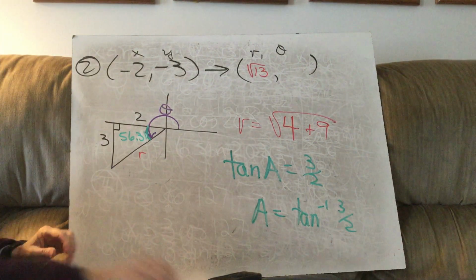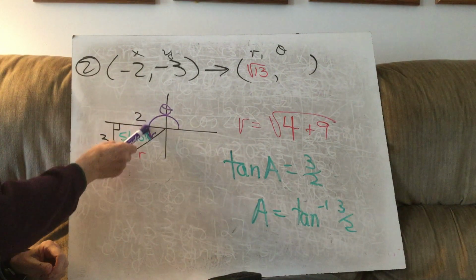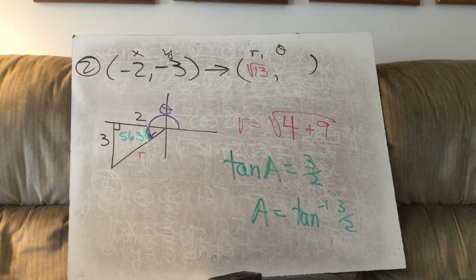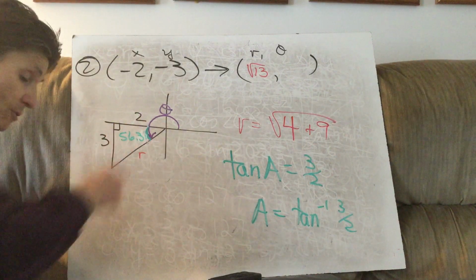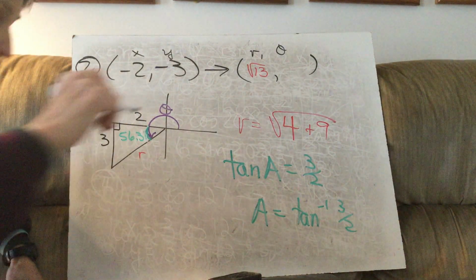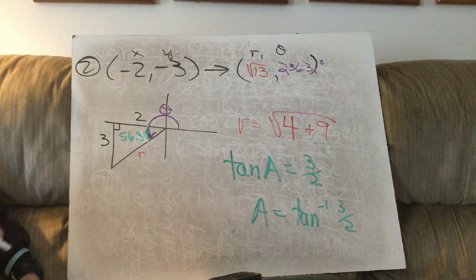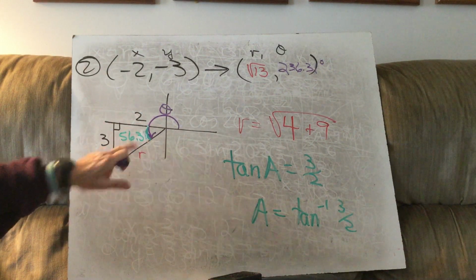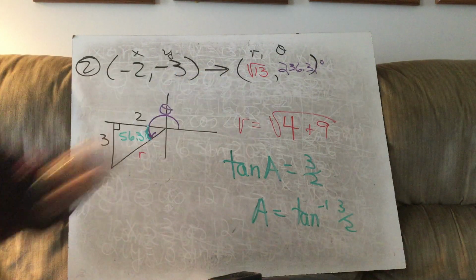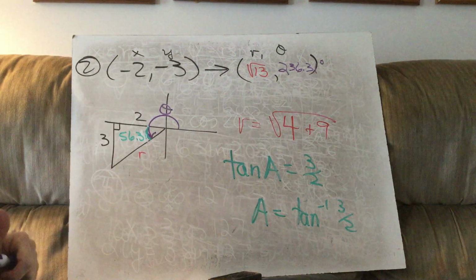So what is my theta? Well, my theta is 180 plus 56.31. I have to go halfway around, 180, plus another 56.31. So it's 236.31 degrees. 180 plus the 56, and there's your answer. You started with x comma y. You ended up with r comma theta.